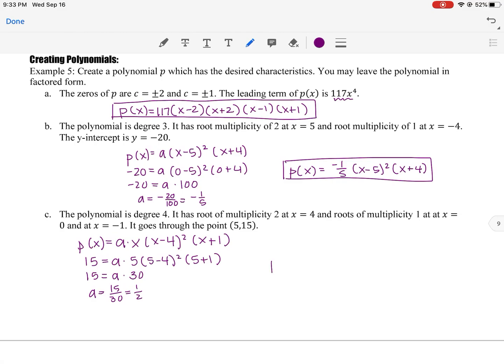Okay, so my final polynomial is p of x equals 1/2 x, oops, I forgot to do the x up front, and then x minus 4 squared, x plus 1. And we're all set.